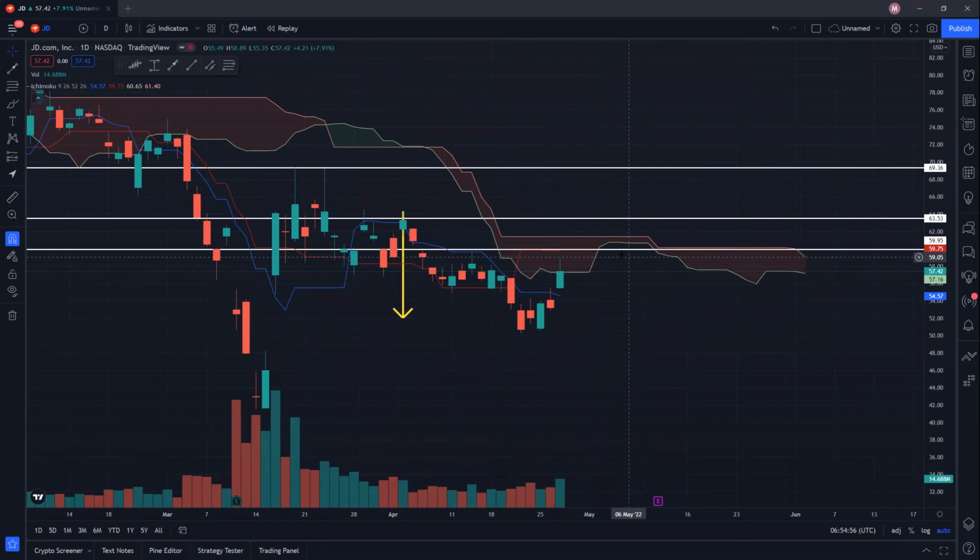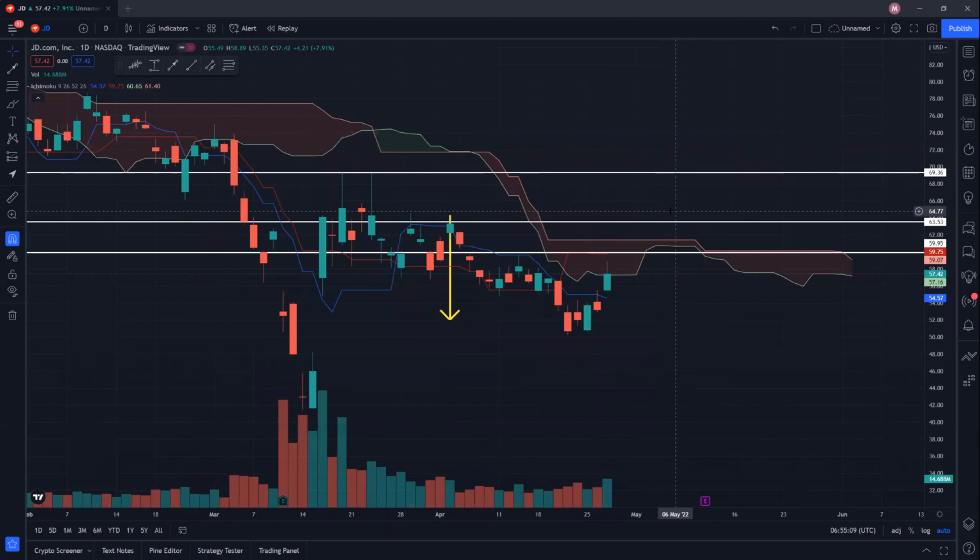And if we were able to cross this $60 with good volume, and we are able to close above it for the day, then we're likely to hit towards this 63.50 and thereafter we test the high of 69. So if there's any changes, I'll give you guys an update.